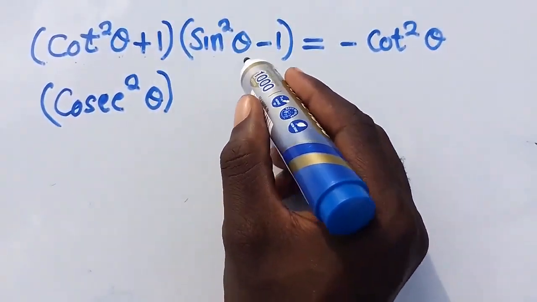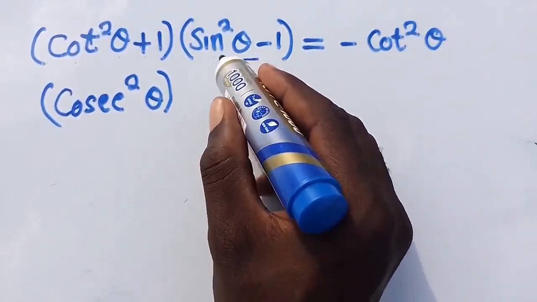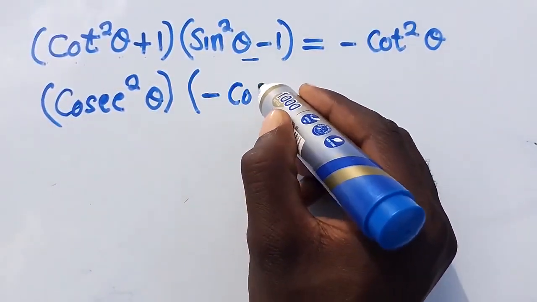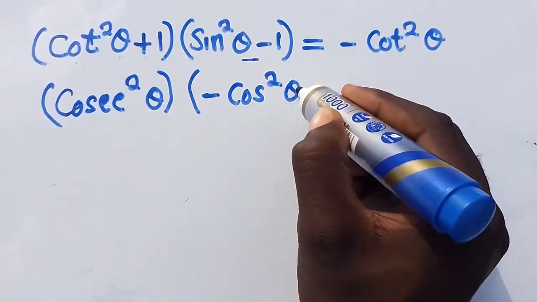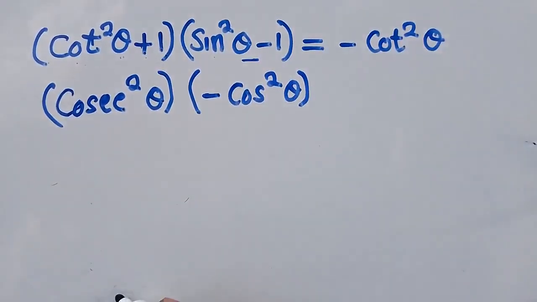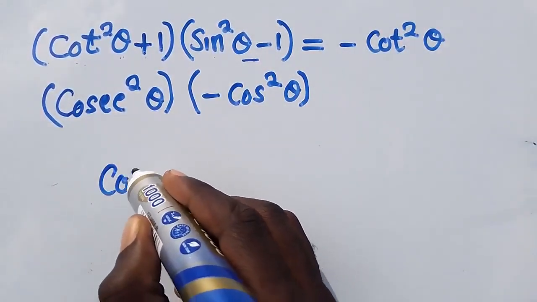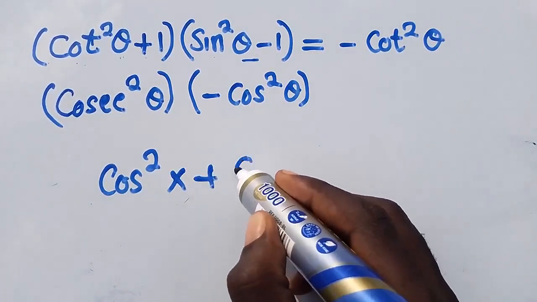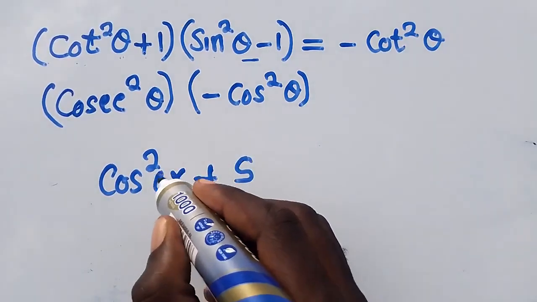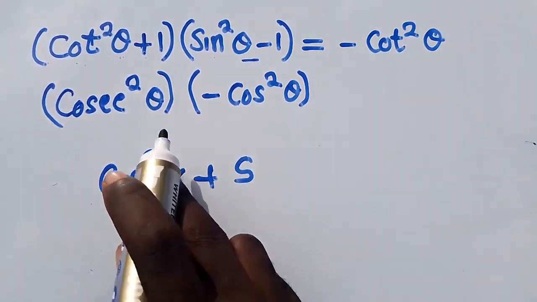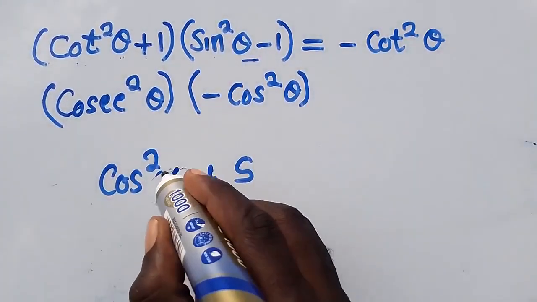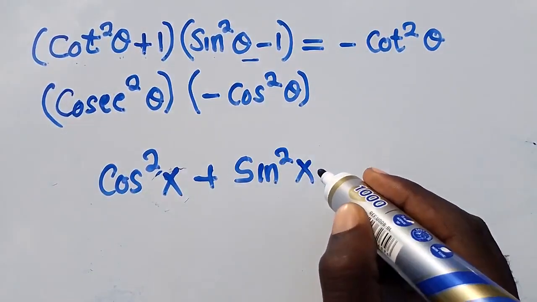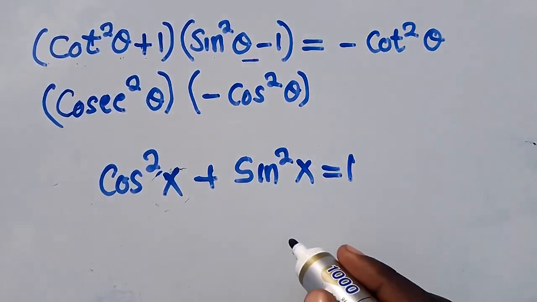Then what is the identity for this one? The identity for that one is minus cos squared theta. So when you check, you've got sine squared x plus cos squared theta. I can put x or theta, so I'll just say x, and sine squared x plus cos squared x should be equal to what? Should be equal to 1.